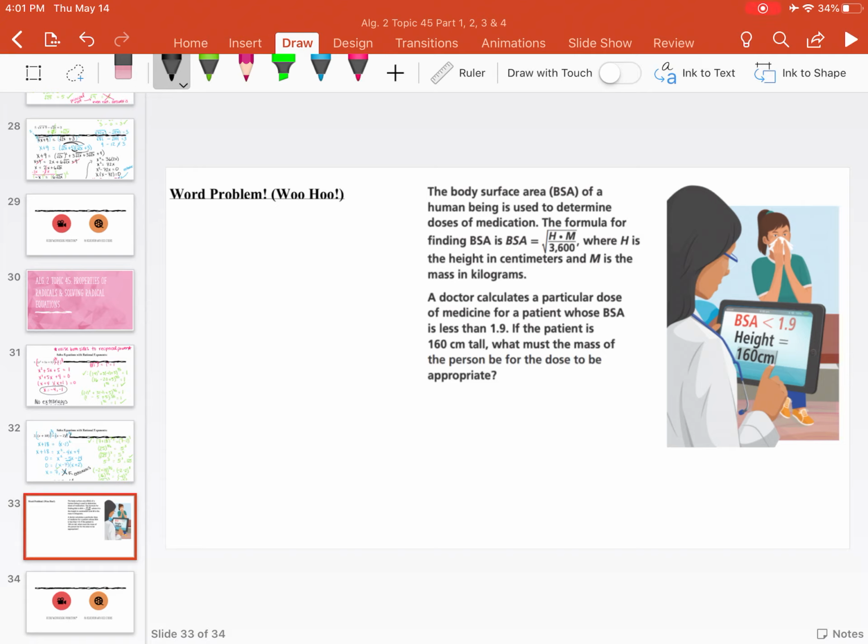Finally, we're going to deal with a word problem. So the body surface area, also known as BSA, of the human being is used to determine doses of medication. The formula for finding BSA is BSA equals the square root of h times m divided by 3,600, where h is the height in centimeters and m is the mass in kilograms. A doctor calculates a particular dose of medicine for a patient whose BSA is less than 1.9. If the patient is 160 centimeters tall, what must the mass of the person be for the dose to be appropriate? So first we're going to write our inequality.